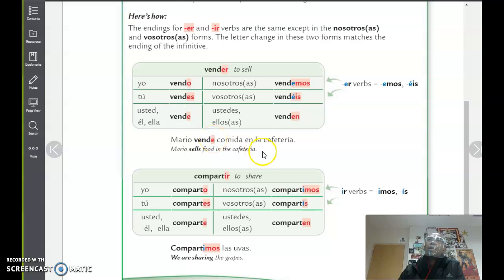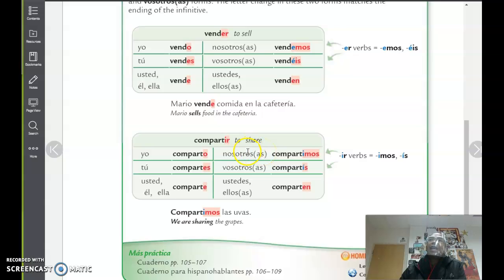With IR, they have the same endings except in nosotros and vosotros. See, compartir means to share. It ends with IR. You're going to change the ending. You're going to drop the IR and put an O for yo. Yo comparto. I share. For tú, you're going to drop the IR here, get rid of it and put ES. Compartes. Tú compartes. You share.